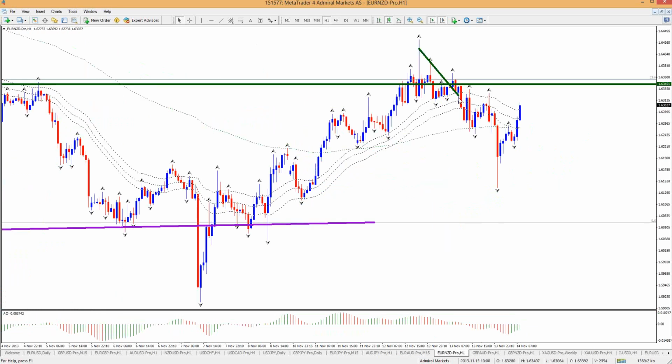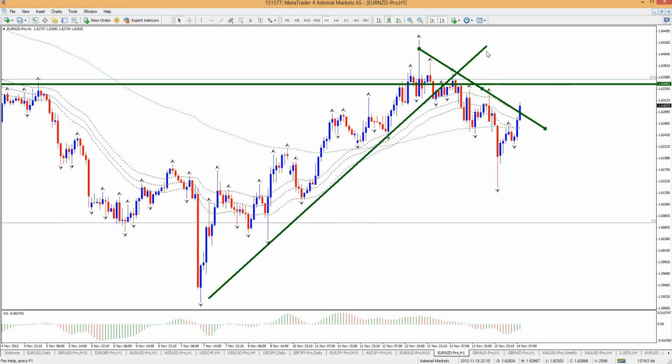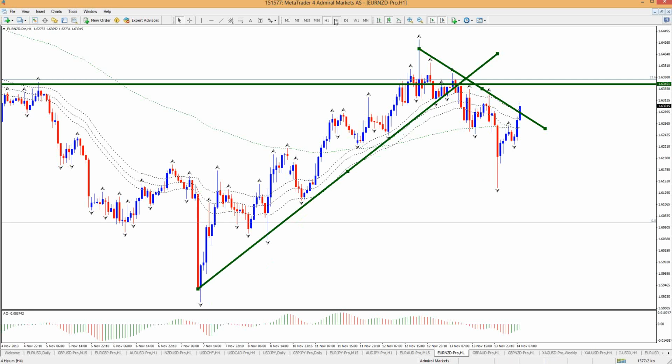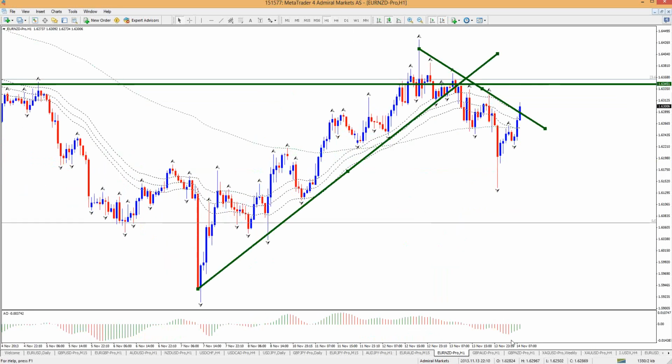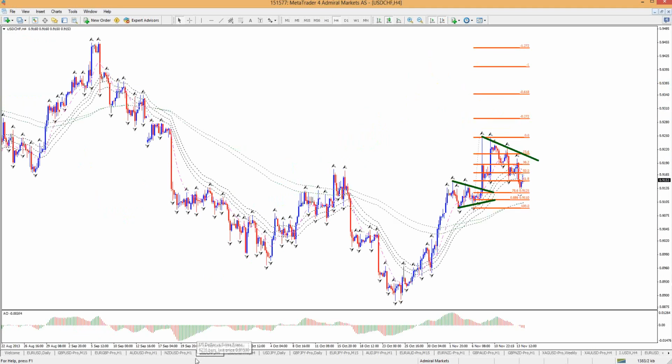What else? Here, New Zealand is a bit funky, but it too is breaking to the upside. Yeah, we can take a look at the dollar Swissy. Dollar Swissy, let's do that right now.